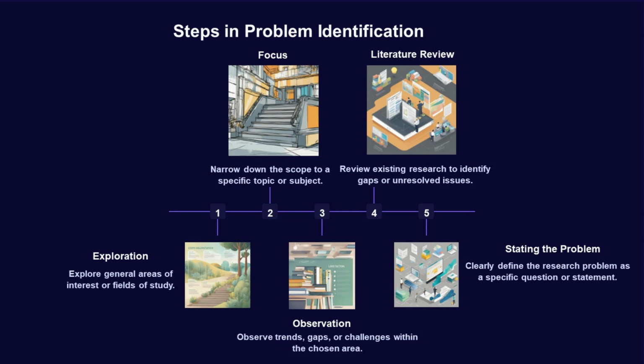In summary, problem identification in research is a journey from exploration to focus, from observation to literature review, and ultimately to the precise definition of your research problem. Each step is critical, guiding you toward a successful research endeavor. These steps help you transition from broad ideas to a specific, well-defined research problem.